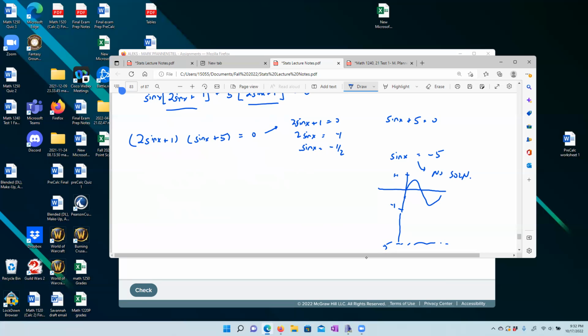Does sine x run into -1/2? It sure does, in two places. So you have to remember where sine is negative.